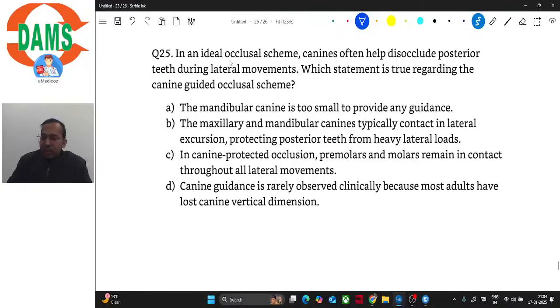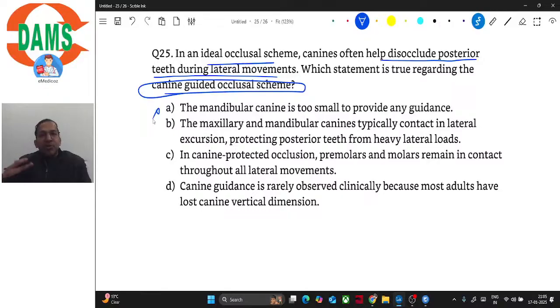In an ideal occlusal scheme, canines often help disclude posterior teeth during lateral movement, that is canine guided occlusion. Which statement is true regarding the canine scheme? So option A says the mandibular canine is too small to provide any guidance. Obviously, this is incorrect because in the canine guided occlusion, the maxillary and mandibular canines contact, and that's how all the posterior teeth are disoccluded, isn't it? The maxillary and mandibular canines typically contact in lateral excursion, protecting posterior teeth from heavy lateral loads. With option B, this is correct.